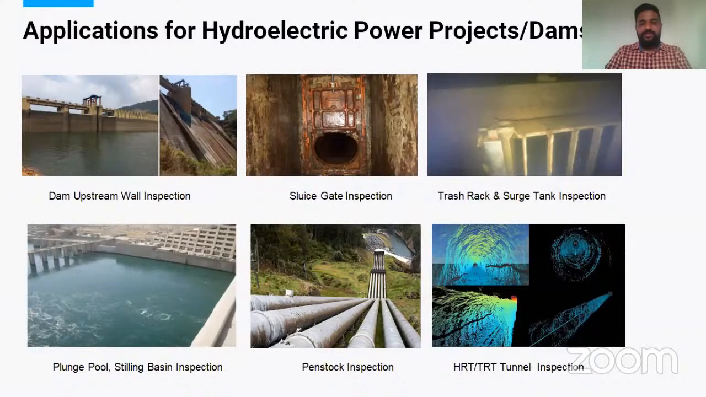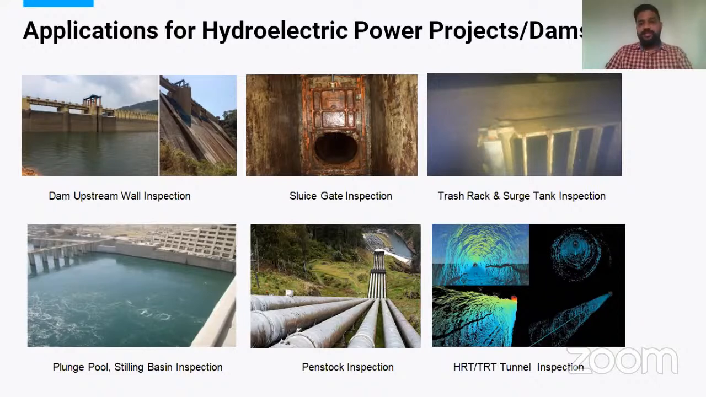Dams across any of the countries, like the dam upstream wall, downstream wall inspection has to be done. Sluice gate inspection, which is normally under the water. There is trash rack and surge tank inspection can be done. Even the stilling basin area has to be inspected. Sometimes the penstocks, there may be some leakages. We will have to identify the location of the leakages. Some of the tunnel inspection has to be done, because there are several dams which do not have exact data of how the tunnel is, where it is going. Many data are missing. So all those inspections can be done using ROV.